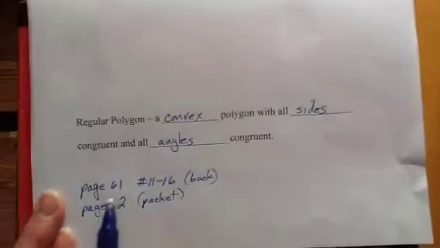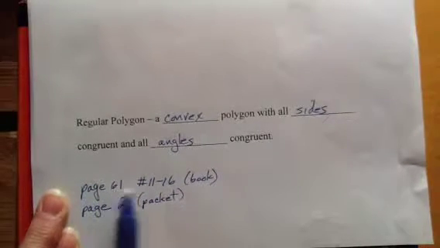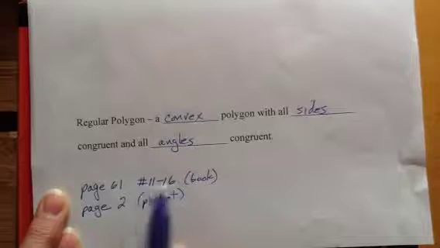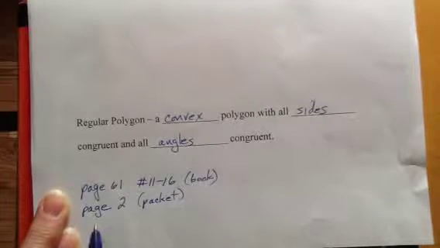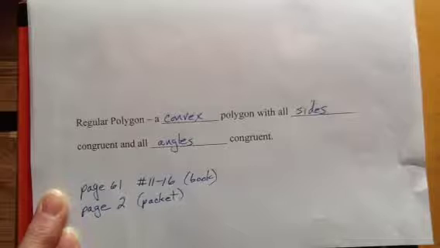All right, and then there's some homework here on page 61. There's very quick little problems in the book that talk about the definition. You'll just have to tell me whether they're concave, convex, and on page 2 of the packet. All right, but don't do them yet because I forgot something here.